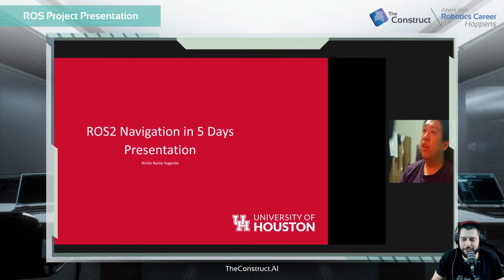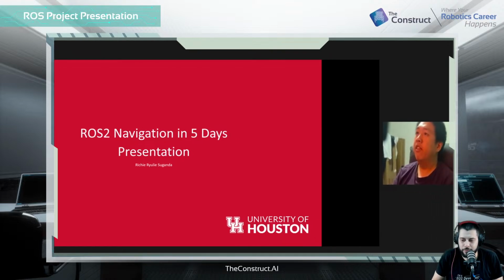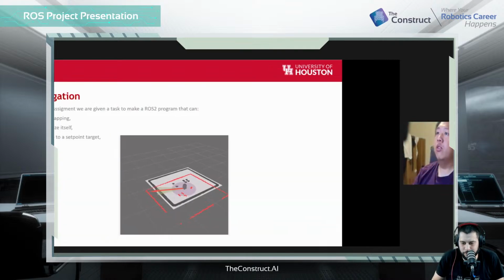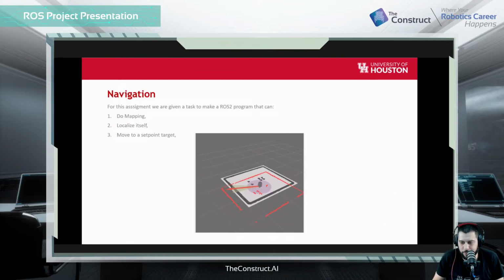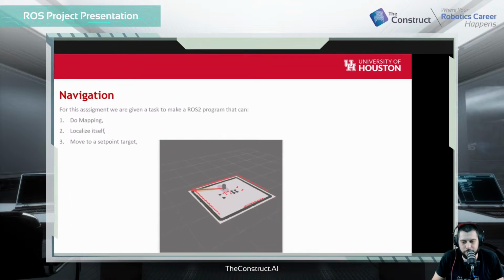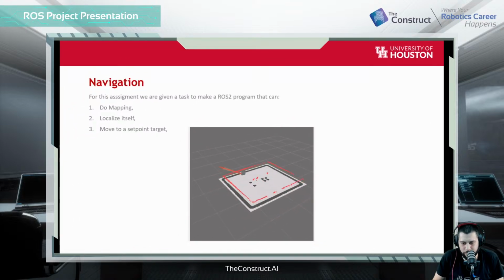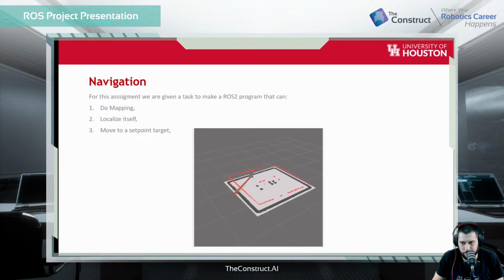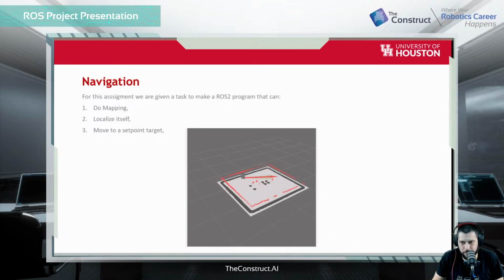Hello. So I'm going to present my ROS 2 Navigation in 5 days, my progress and what I did. So in this test, we are tasked to first map a robot to create the map. And then after that, we can save that map for other purposes. For this, we can use it for localization. And then after we localize ourselves in the map, we can make our robot move to a set point target.